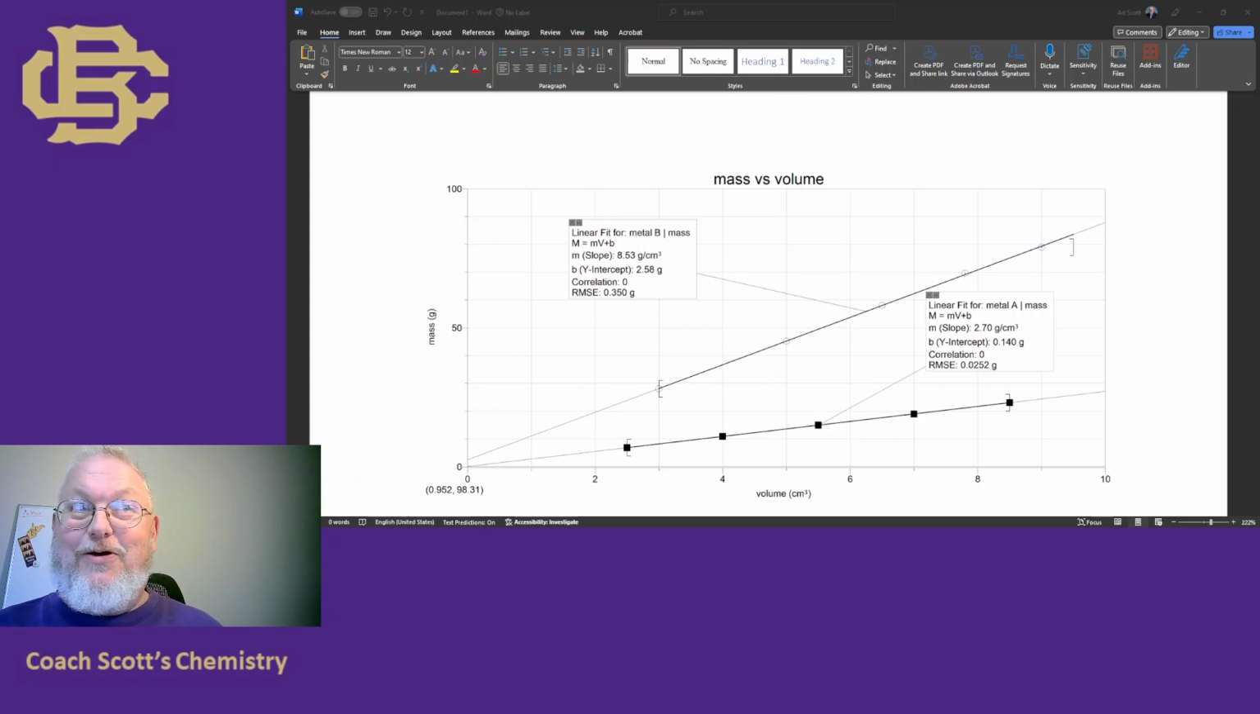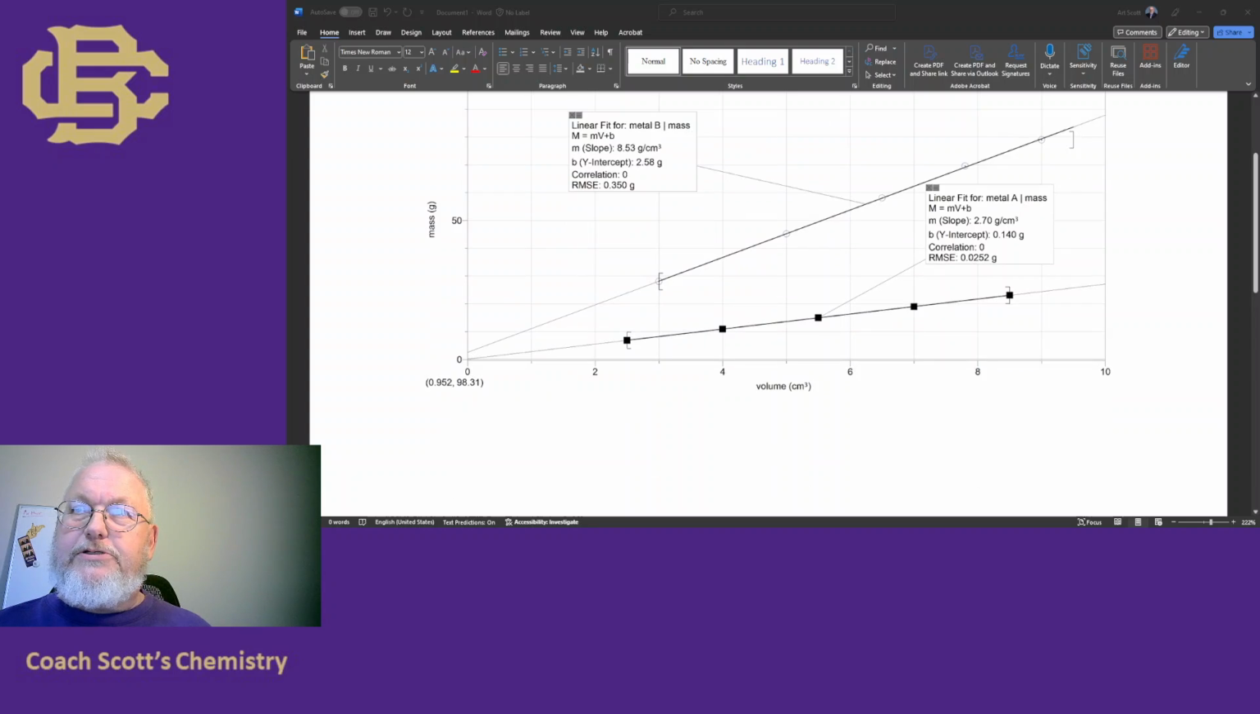Hey, let's get going. Anyway, I wanted to talk real quick about adding on some things we can gather and continue to do, even with a graph like what we got here. And this is a mass versus volume graph, and so that's pretty cool. Let's see what we've got.